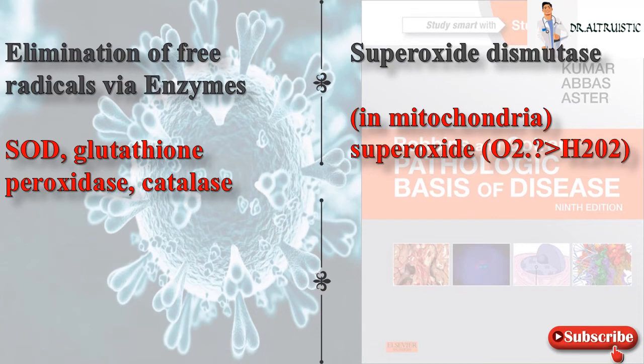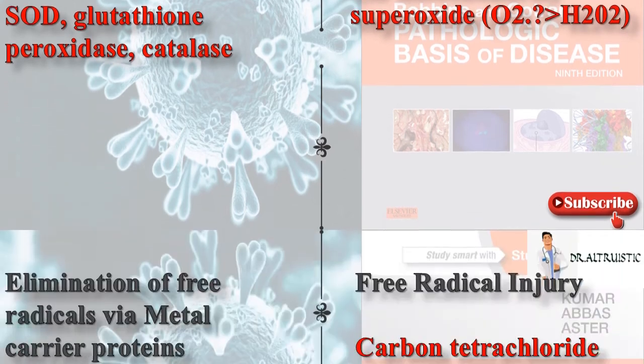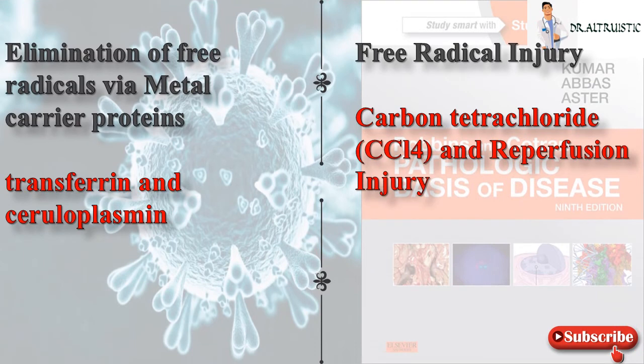Elimination of free radicals via enzymes: SOD, glutathione peroxidase, catalase. Superoxide dismutase, in mitochondria, converts superoxide, O2-, to H2O2. Elimination of free radicals via metal carrier proteins: transferrin and ceruloplasmin. Free radical injury: carbon tetrachloride, CCl4, and reperfusion injury.